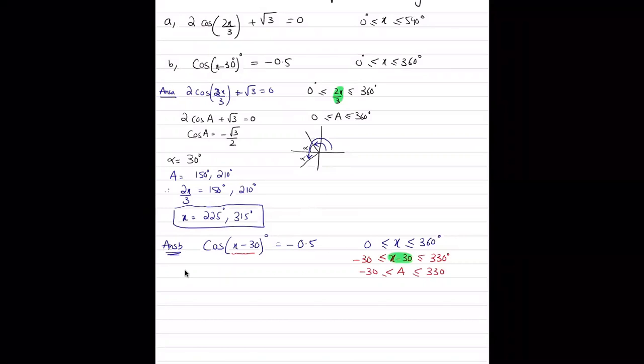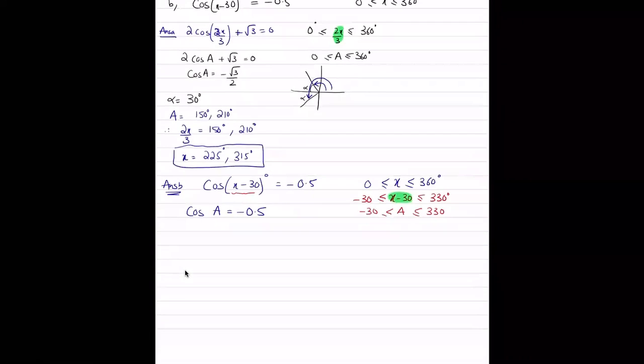So I can replace x minus 30 as A. So cos A is equal to negative 0.5. Then you are going to decide on the quadrants. Cos A is going to be negative in the second and the third quadrant. Then you are going to look for the basic angle. The basic angle is just going to be cos inverse of 0.5. So what is cos inverse of 0.5 in degrees? 60 degrees.